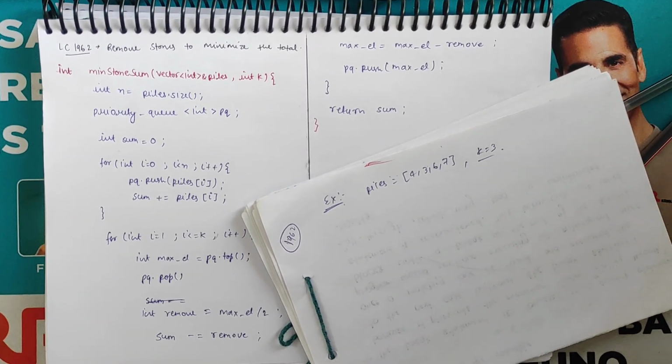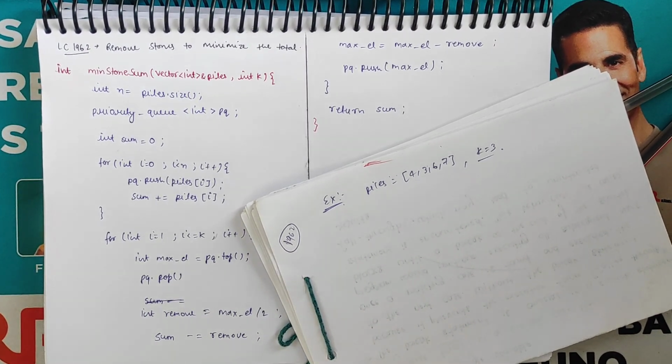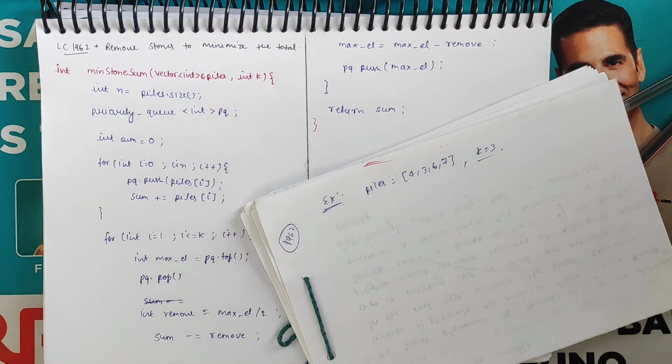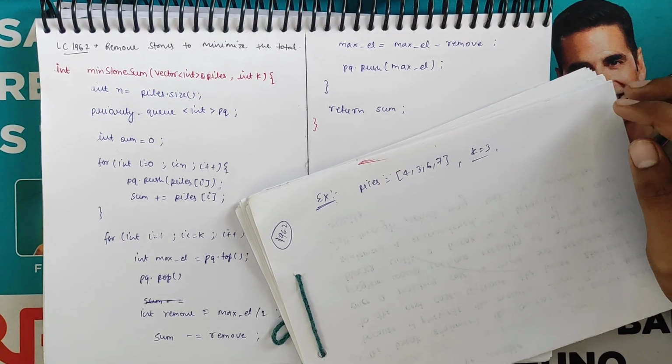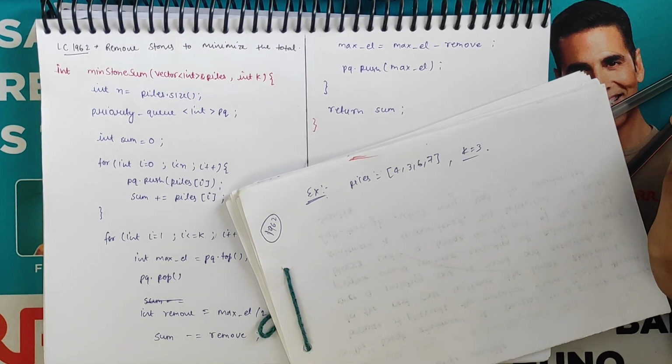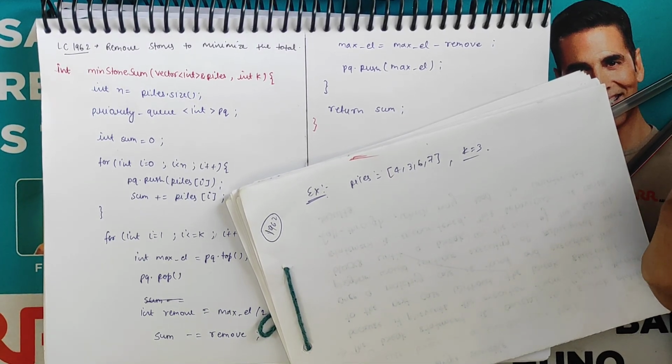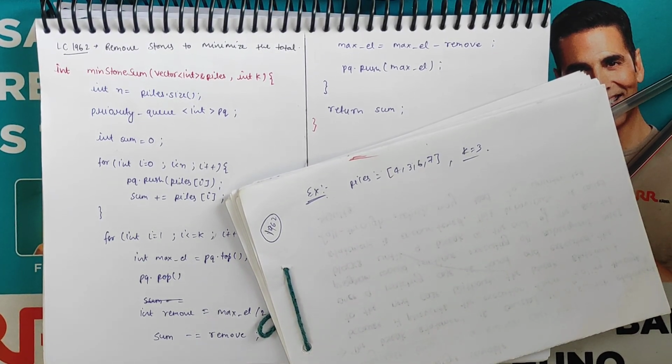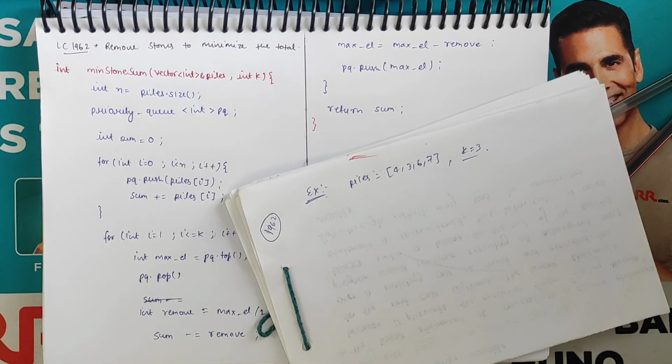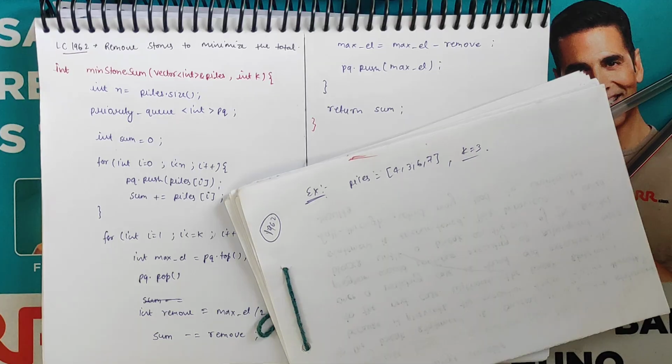Hello everyone, now we are going to solve LeetCode problem number 1962, Remove Stones to Minimize the Total. So what do we have to do in this problem? In this problem we are given an array piles and an integer k.